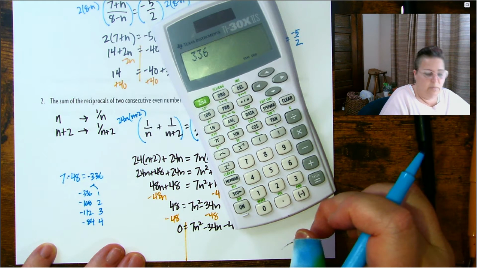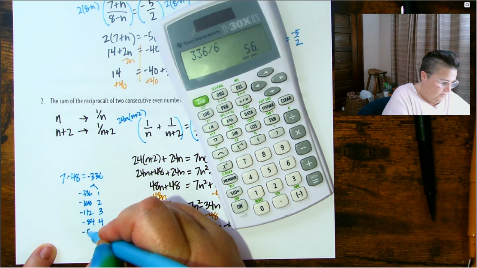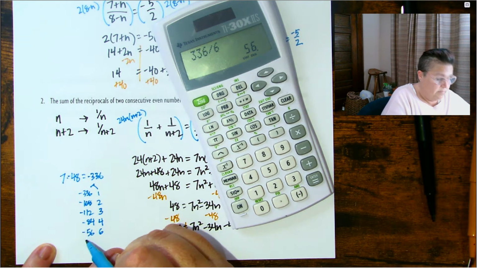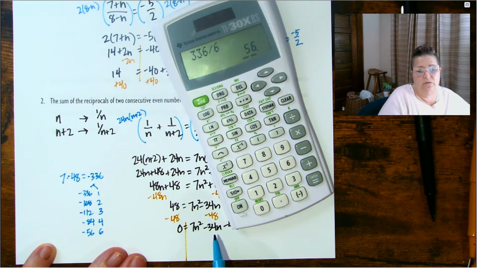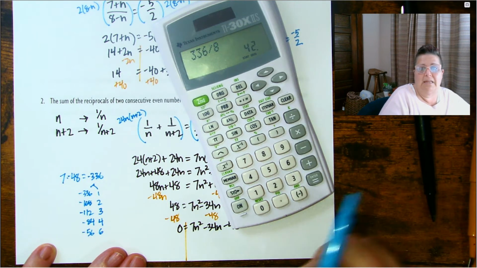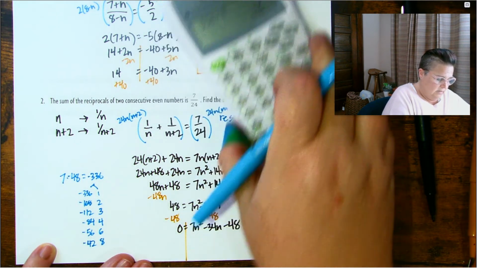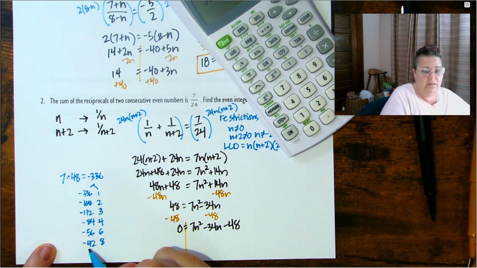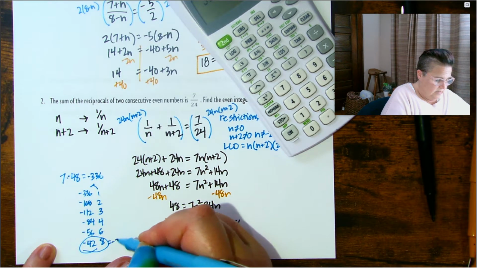336 will not be divisible by 5. I'm going to divide it by 6. So a negative 56 times 6. I'm getting close. The difference here is 50, and I need the difference to be 34. So now I'm going to do 336 divided by 8, and I get a 42. So it's a negative 42 and 8. So now I at least know the pair. This pair adds to negative 34.